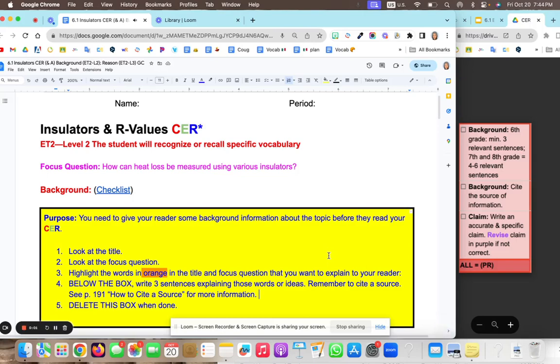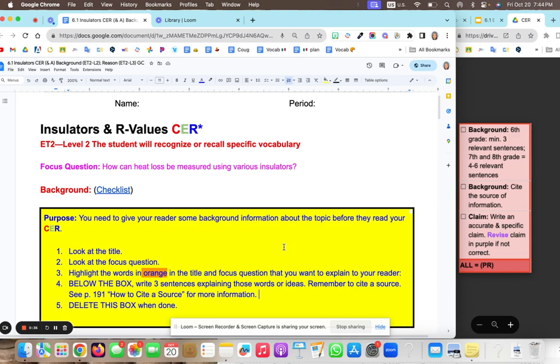This is a little overview about how to write the background for a CER. So what you need to do is give your reader background information so that in the evidence and the reason section, they have something that they understand about the topic. So the background is going to be something that you've learned before, or maybe you did some independent research about the topic so that what follows on the paper is going to be more accessible to your reader.